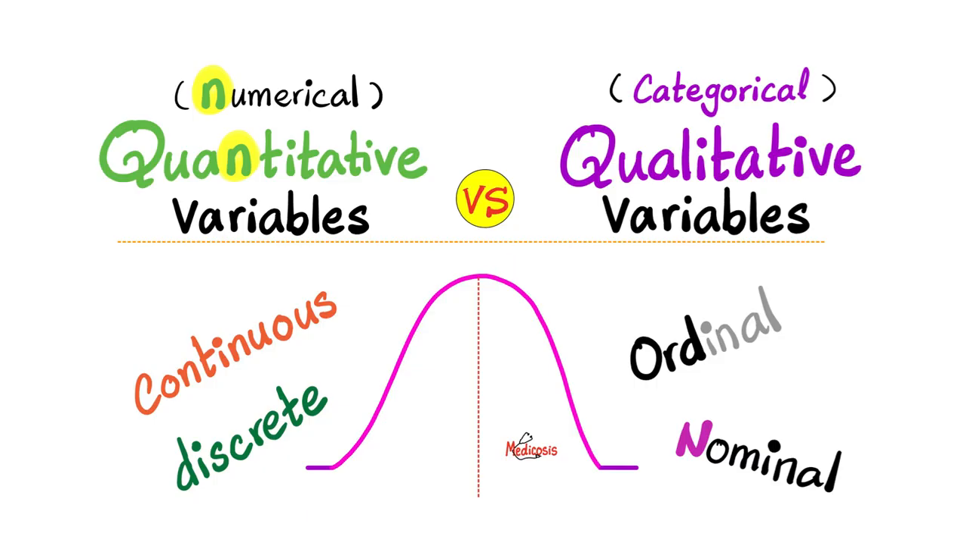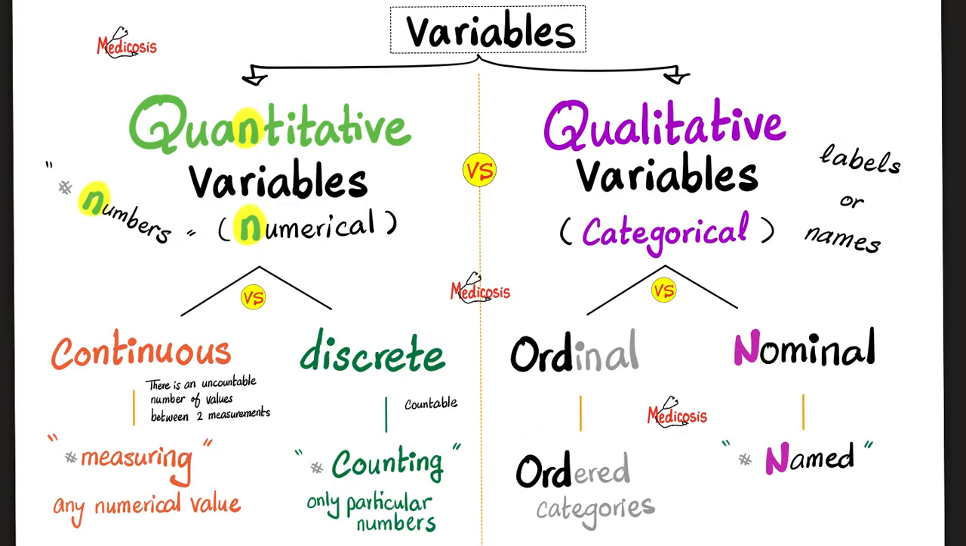If you have watched my statistics video titled Quantitative Variables versus Qualitative Variables, you shall recall that quantitative variables are the numerical ones, whereas qualitative variables are the categorical ones. The former deal with numbers, whereas the latter deal with categories, labels, or names. Numerical variables could be continuous variables or discrete variables, whereas categorical variables are ordinal or nominal.